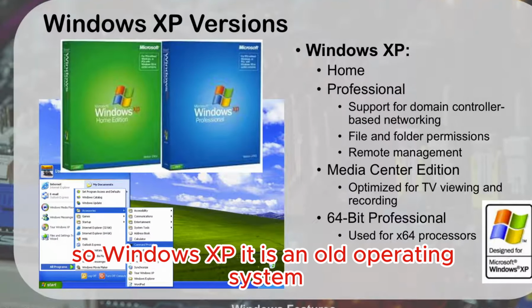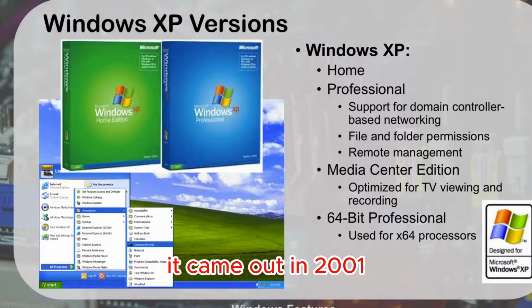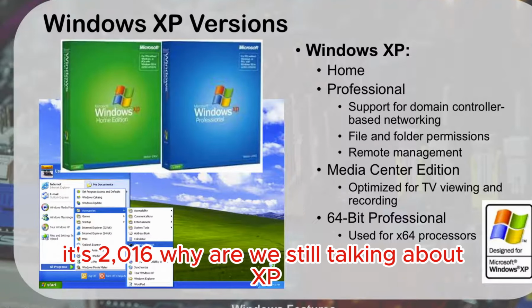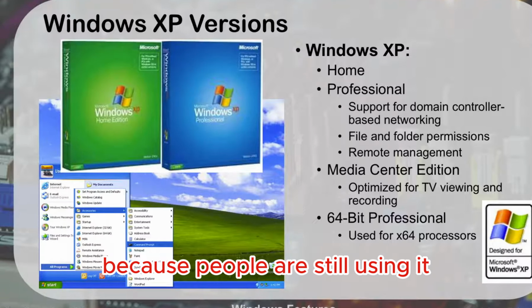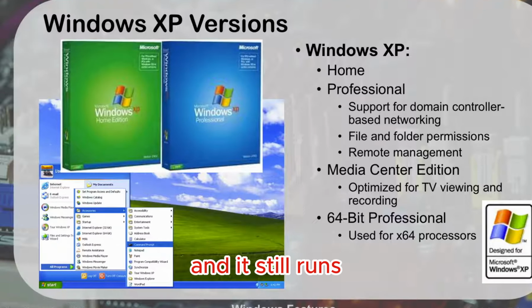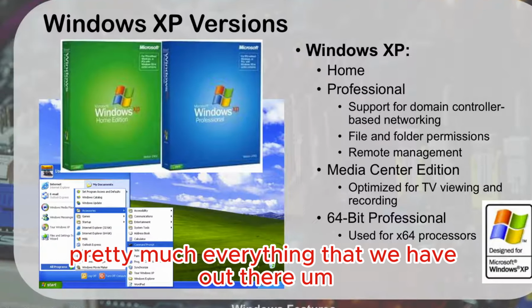So Windows XP, it is an old operating system. It came out in 2001. And I often get asked from students, it's 2016, why are we still talking about XP? Because people are still using it. It's a great system, works really well, and it still runs pretty much everything that we have out there.